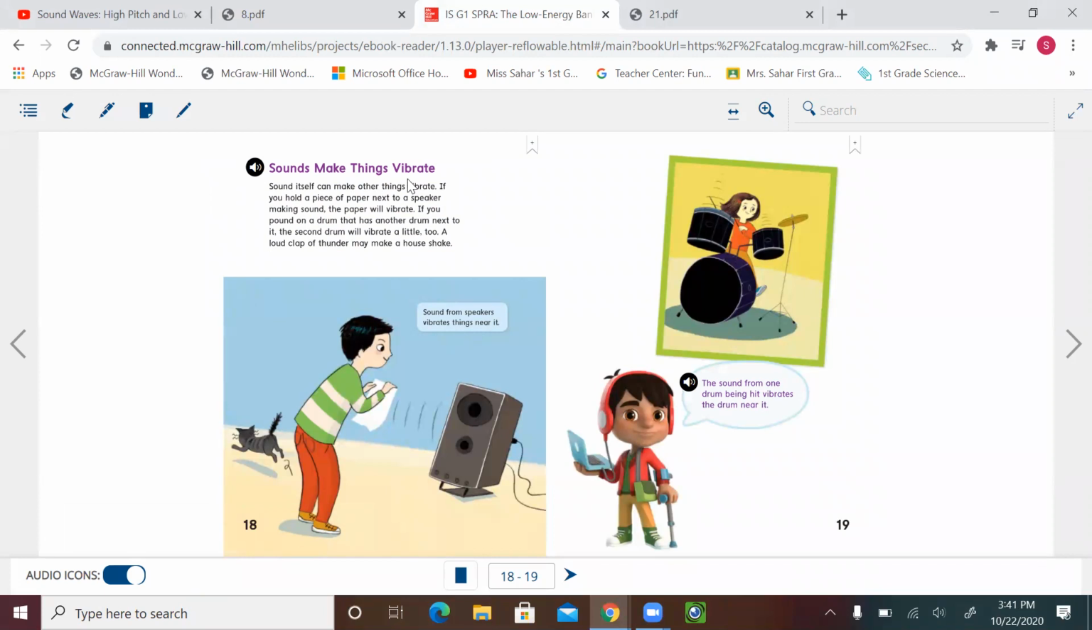All right. The sound from one drum being hit vibrates the drum near it. Turn the page.